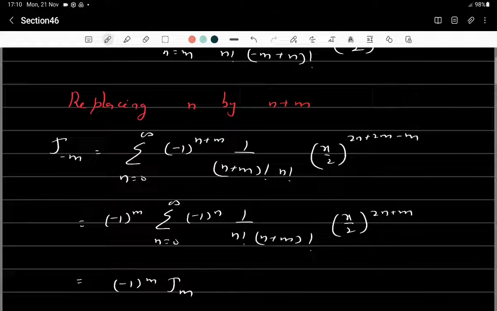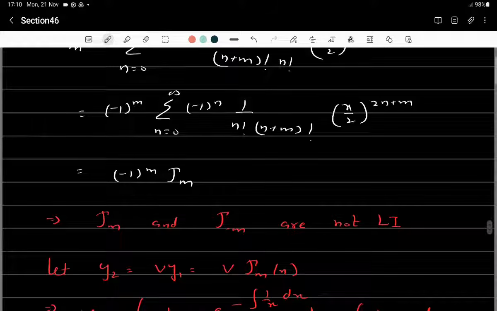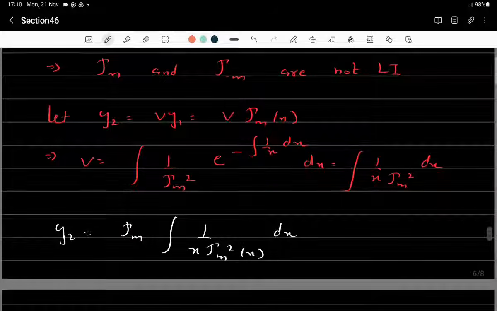So by using this method, I can say that when m is an integer, then c1 Jm(x) plus c2 J minus m(x) is not a general solution. So how do I get the general solution? I use this standard method y2 is equal to v y1, and I substitute the value. Then you will observe that y2 comes out to be Jm(x) integration 1 by x Jm square(x) dx. I cannot solve it further, so I will leave it here.